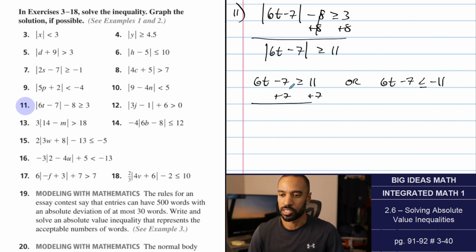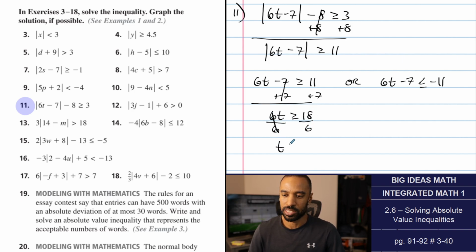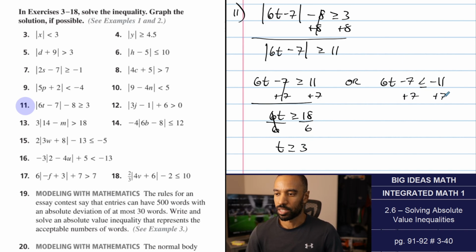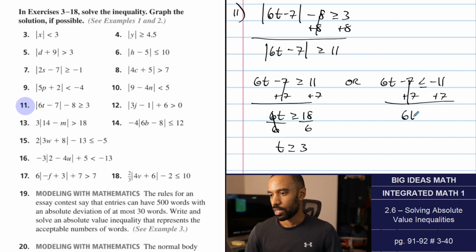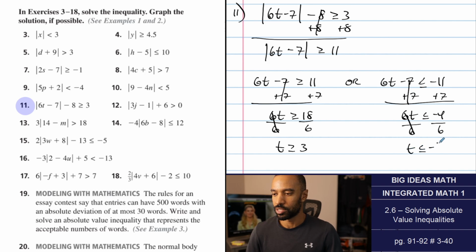This time we'll just treat one at a time, see if the flow is any better. We'll divide both sides by 6. This is greater than or equal to 3. I actually like that flow pretty well. But we still have to go on this side. Here's a fraction. Divide by 6. Negative 4 over 6 reduces to negative 2/3.